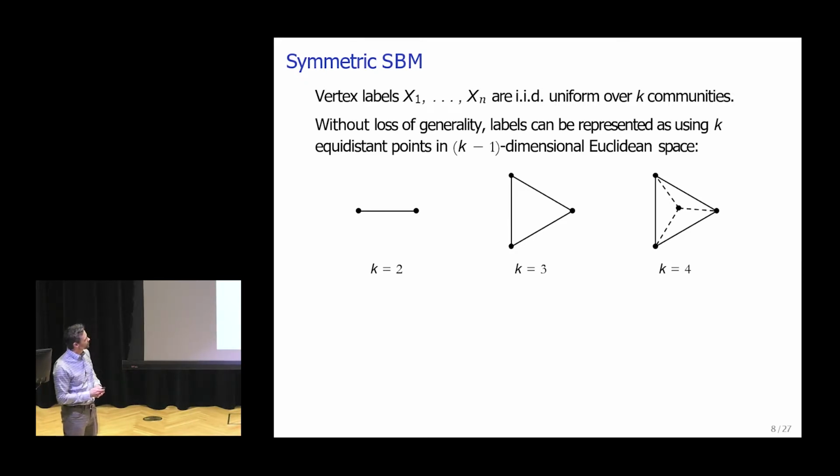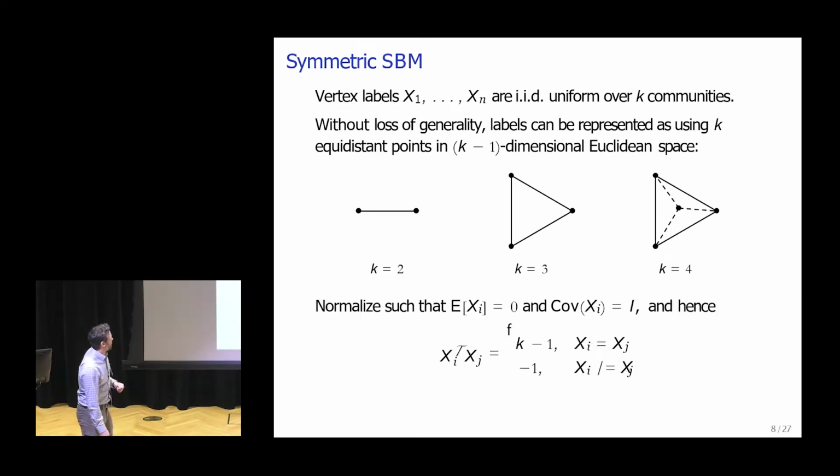And so for a symmetric one, if you have k points, I can just associate them in k-1 dimensions as the points on the boundaries of some type of polytope. So in 2 communities, I just have +1 or -1. As I go up higher, I need a few more dimensions. And without loss of generality, I can just normalize these so that they have mean 0 and identity covariance. And why this is useful is because it basically says the inner product between these representations is one of 2 numbers.